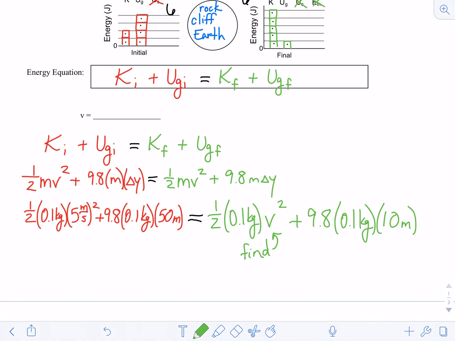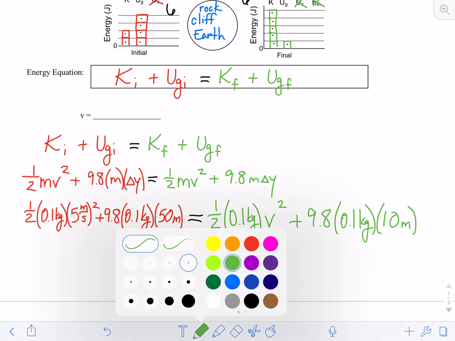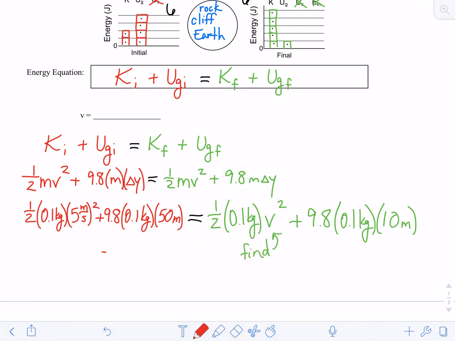And so, now that I have all of these lovely numbers, I can start putting them into my calculator. Can you guys hear that calculator sound? 0.5 times 0.1 times 5 squared plus 9.8 times 0.1 times 50. Well, what do we have? On the left-hand side of the equal sign, we have 50.25. And that's joules, because joules are the unit of energy. All we've done is total up how many joules of energy we should have.